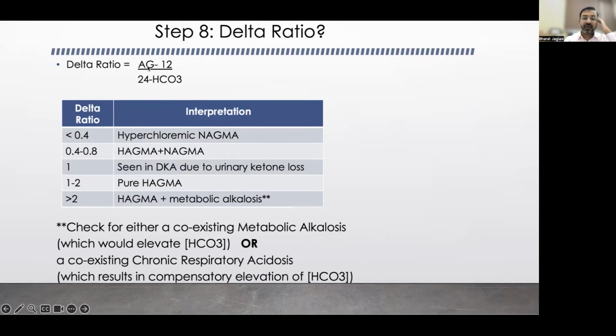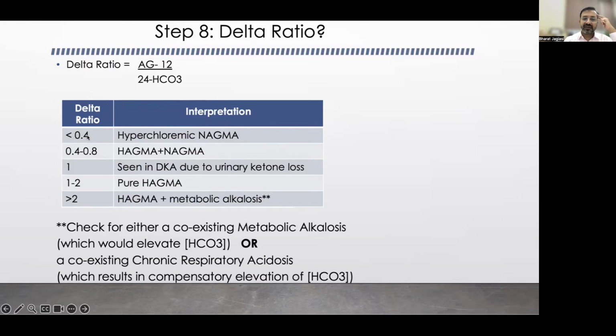So the delta ratio is to be calculated. Once you find the anion gap, it's anion gap minus 12, divided by the delta bicarb, that's 24 minus the actual bicarb. So delta anion gap divided by delta bicarb. This is how we look into the delta ratio.